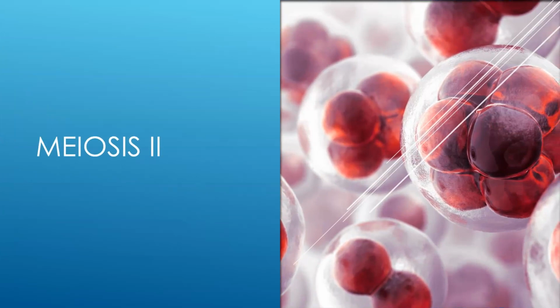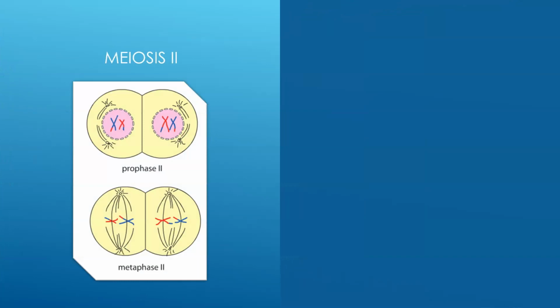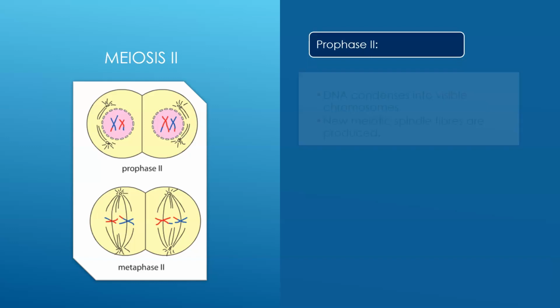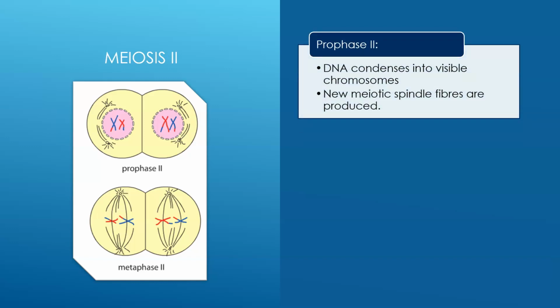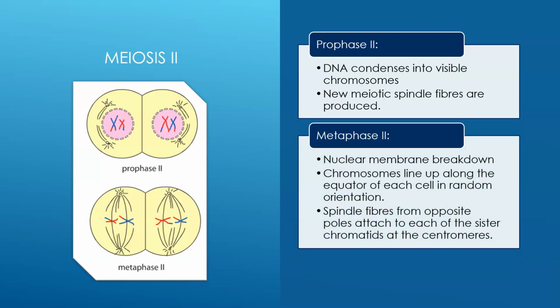Alrighty, let's go on to meiosis 2 and see what's occurring there. So, meiosis 2, we've got our prophase 2 and our metaphase 2. In prophase 2, the DNA is condensing again to become visible chromosomes. New meiotic fibers are produced. In metaphase 2, our nuclear membrane breaks down, chromosomes line up along the equator of each cell, and our spindle fibers from opposite poles attach to the chromatids at the centromeres.